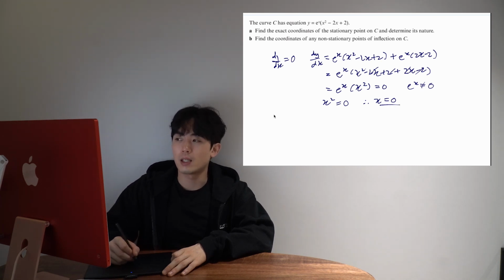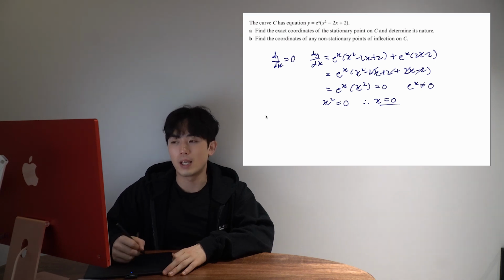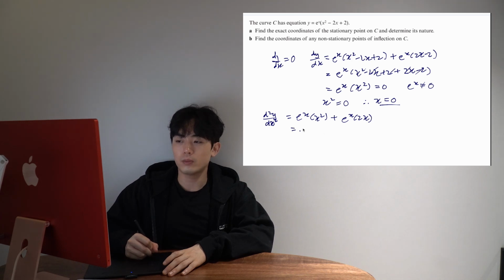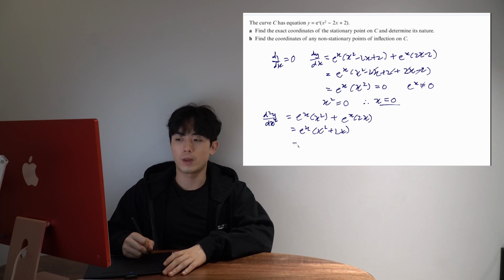However, we still need to determine its nature. This means, is it a maximum, is it a minimum, or is it a point of inflection? The way we go about showing it is d squared y by dx squared. We need to differentiate it again. So differentiating this term here, once again product rule, e to the x squared plus e to the x 2x, like such. So we have e to the x times x squared plus 2x, like this, okay?